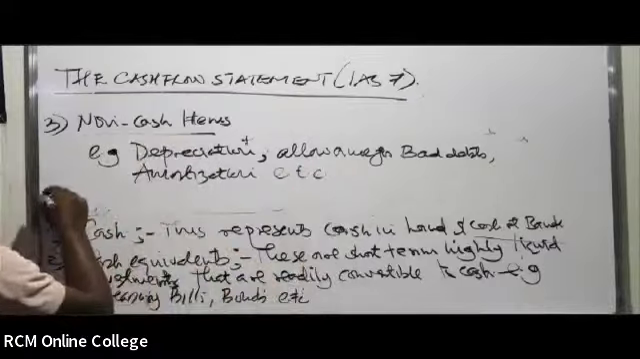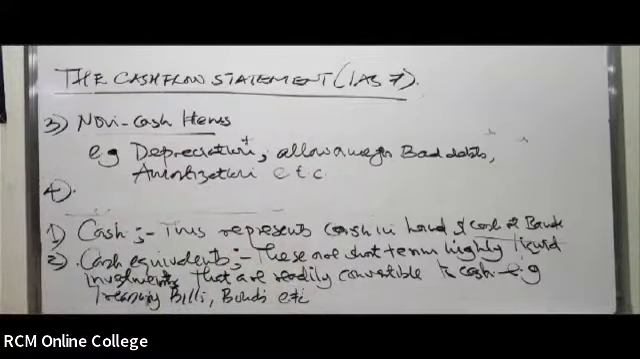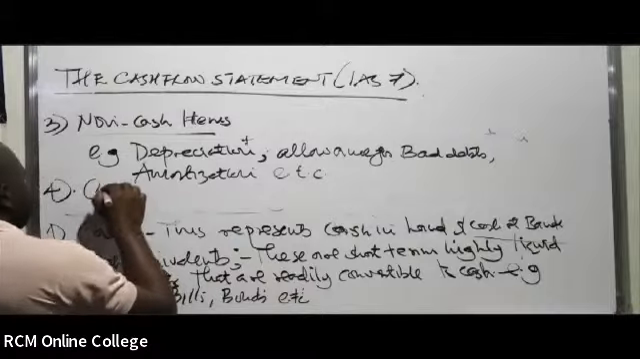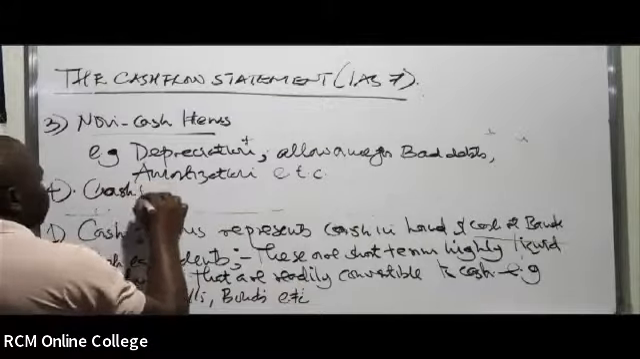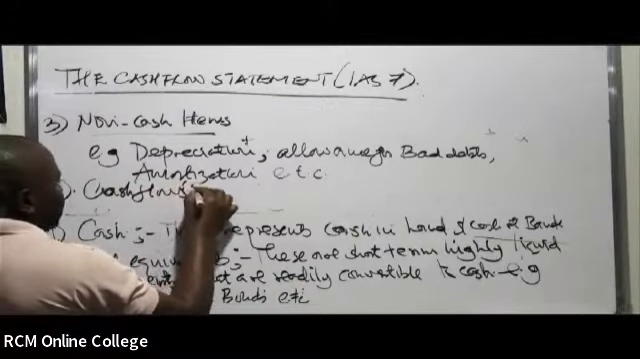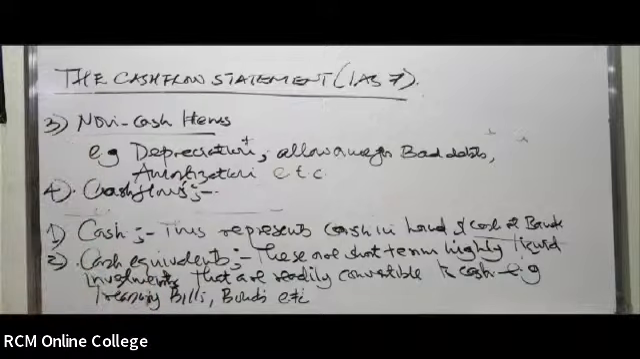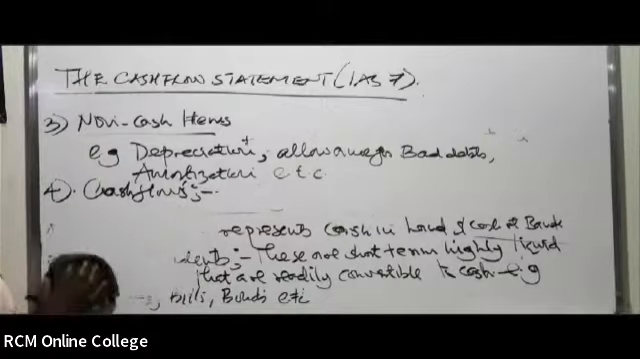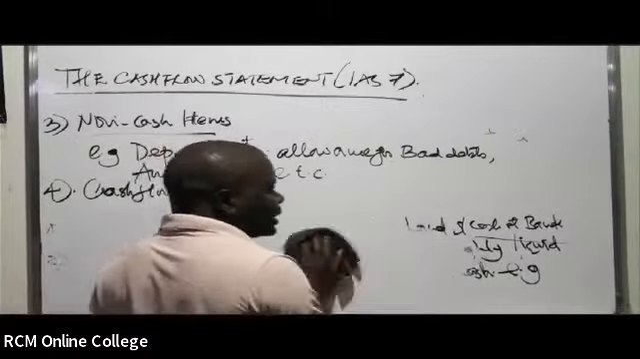So we can write number 4, another term, cash flows. We've talked about cash flows. What do you mean by these cash flows? What are cash flows? You write this: these are inflows and outflows of cash and cash equivalents.